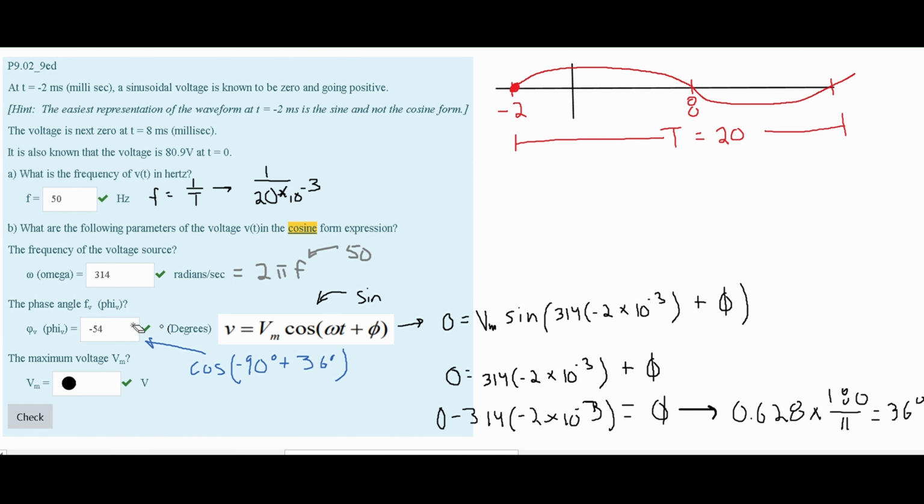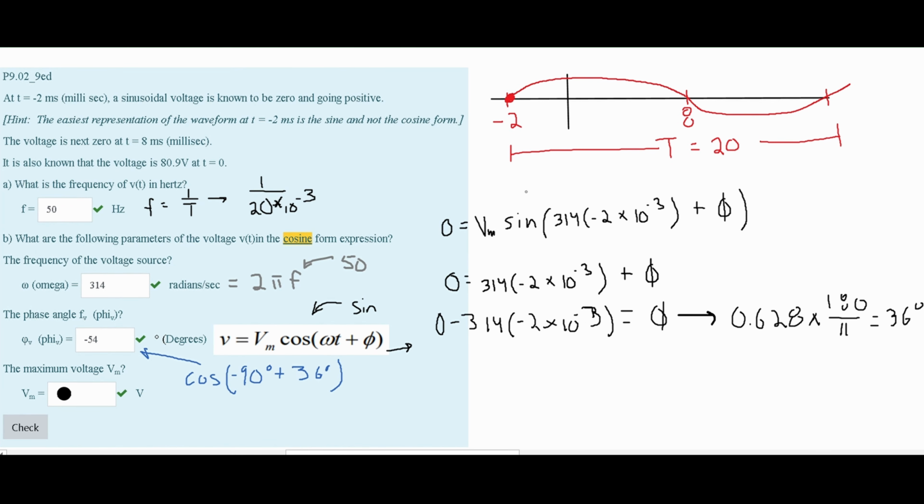Next, we solve for the maximum voltage. We use the same formula, with the cosine. We know that our voltage is 80.9 volts at t equals 0, so we set 80.9 equal to Vmax times the cosine of 0, because t is 0 and that makes omega t 0, plus our angle. Since we are using the cosine, we use the cosine angle, negative 54 degrees. If this were a sine, we would use the 36 degrees we found for sine. Plugging this into a calculator, we have 80.9 divided by the cosine of negative 54 degrees. Make sure the calculator is in degrees. This gives approximately 138 volts, and that is how you would go about solving this problem.